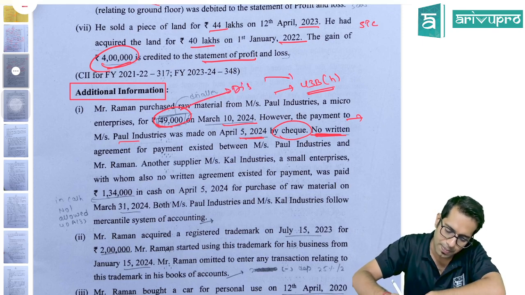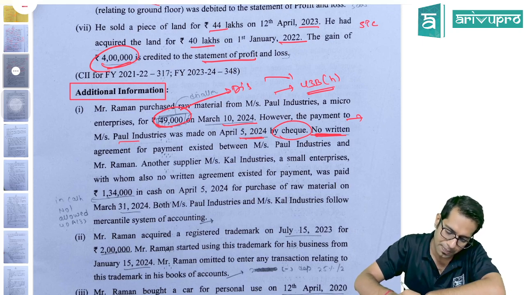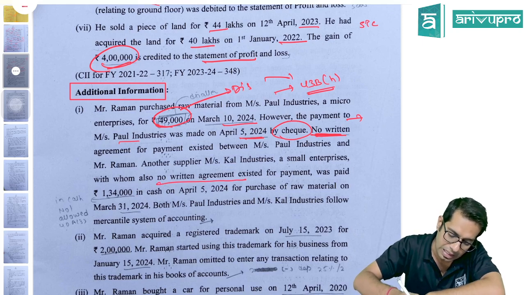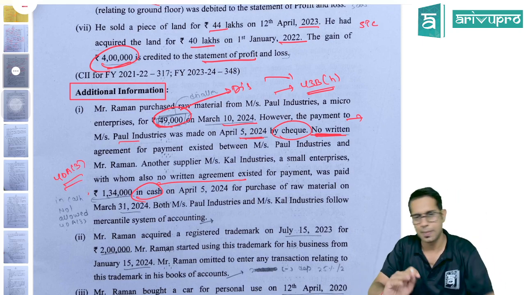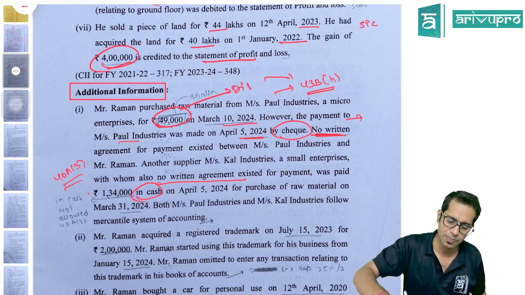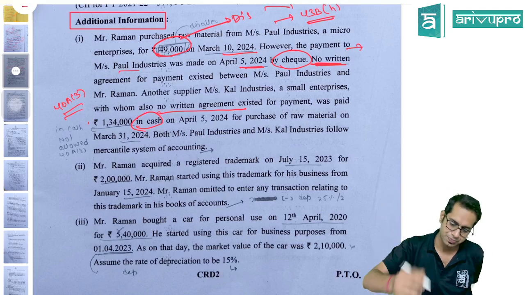Mr. Raman had another supplier, Carl Industries, a small enterprise, with whom also there was no written agreement. The payment was made in cash. Now please note this, since it is cash, 40A3 will come over here. 40A3 will be coming, and this is also disallowed. So both the amounts which you have paid, that is not allowed as your business expenses.